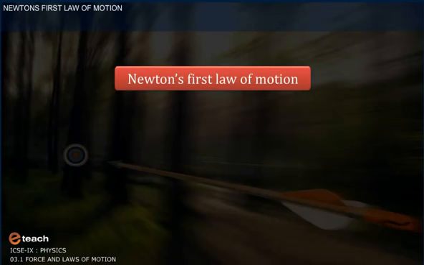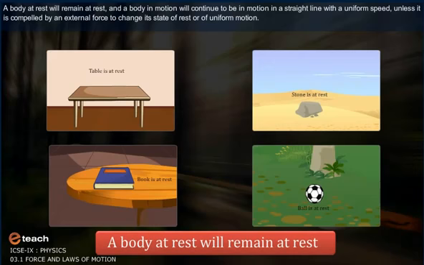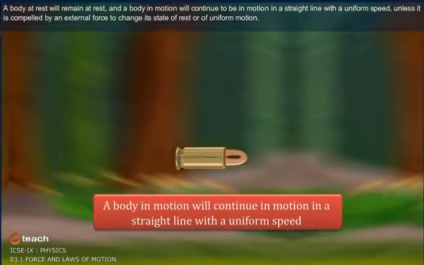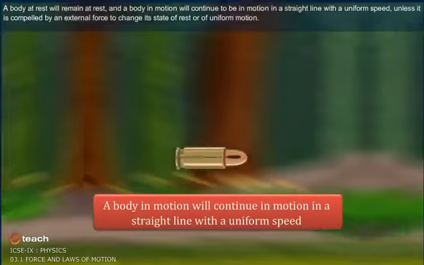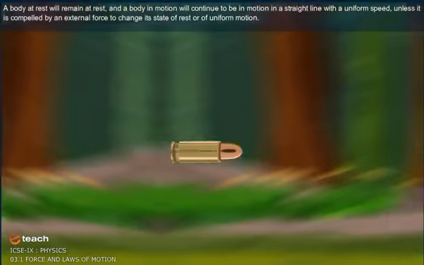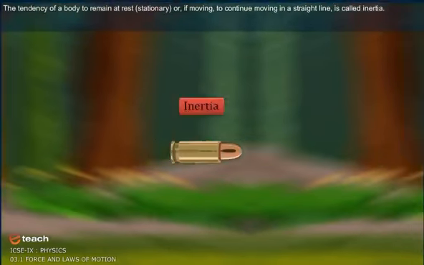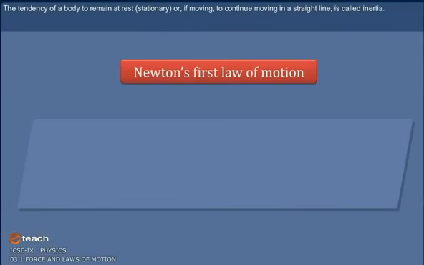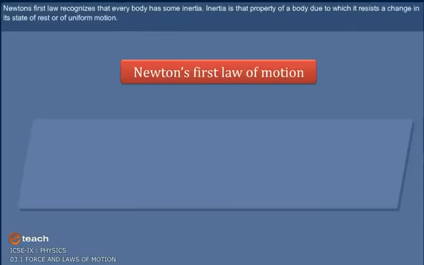Newton's first law of motion. A body at rest will remain at rest, and a body in motion will continue in motion in a straight line with uniform speed unless it is compelled by an external force to change its state of rest or of uniform motion. The tendency of a body to remain at rest, or if moving, to continue moving in a straight line is called inertia. Newton's first law recognizes that every body has some inertia.